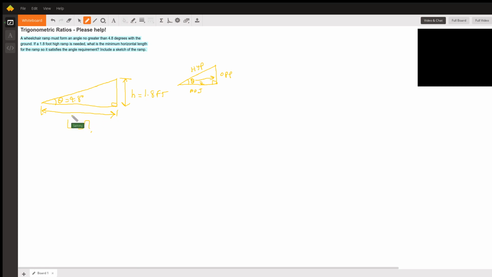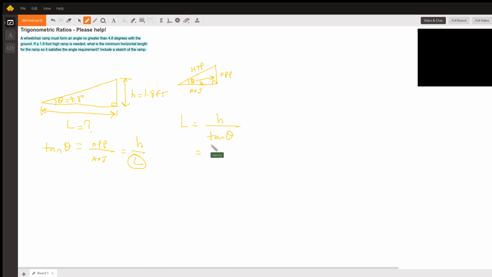So what trigonometric function or identity could we use to solve this? Well, we know tan theta is equal to opposite divided by adjacent. So let's write that down. We have tan theta equals opposite divided by adjacent. The opposite side is H. The adjacent side is L. We're trying to solve for this L right here. So we just need to rearrange the equation. When we rearrange, we get L is equal to H divided by tan theta.